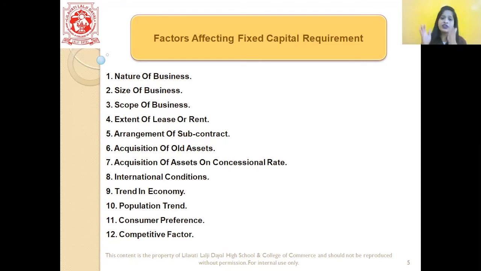So factors affecting fixed capital, students, you have to just remember where you will require more capital, where you will require less capital as per these 12 norms. First, nature of capital. Second, size of capital. Third, scope of the business. Fourth, extent of lease or rent. Fifth, arrangement of subcontract. Sixth, acquisition of old assets. Seven, acquisition of assets on concessional rates. Eight, international conditions. Nine, the trend in economy. 10 is the population trend. 11, the consumer preference. And 12, we have the competitive factor.